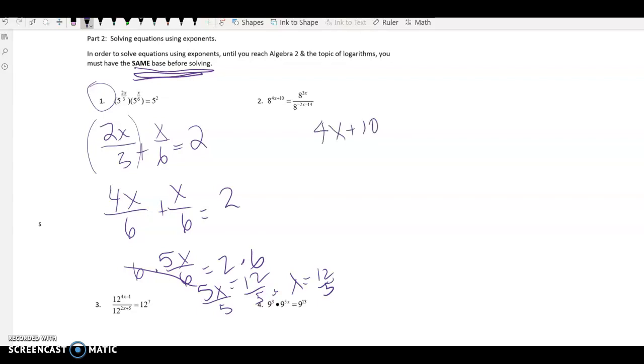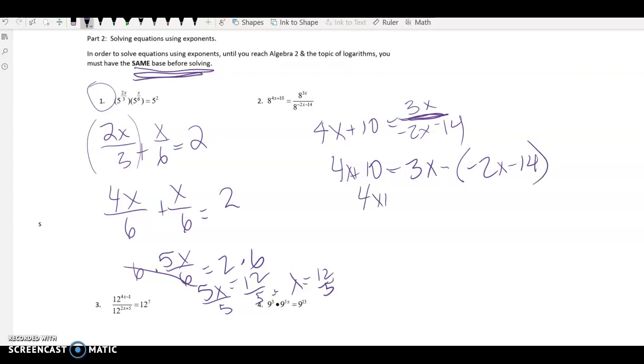4x plus 10 is equal to 3x over negative x minus 14. I want to solve for x, so I'm going to do 4x plus 10. Since I'm dividing, we learned with exponents we subtract. So I have 3x minus negative 2x minus 14. I'm going to solve. I get 4x plus 10 equals 3x, when I distribute this negative sign, plus 2x plus 14. Find your like terms. We get 4x plus 10 equals 5x plus 14.